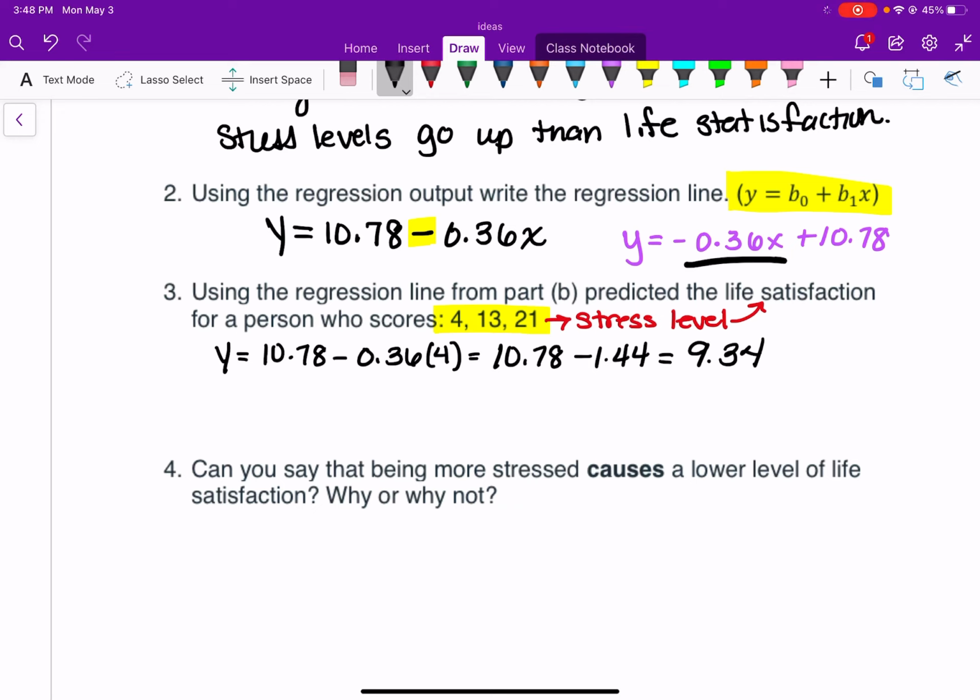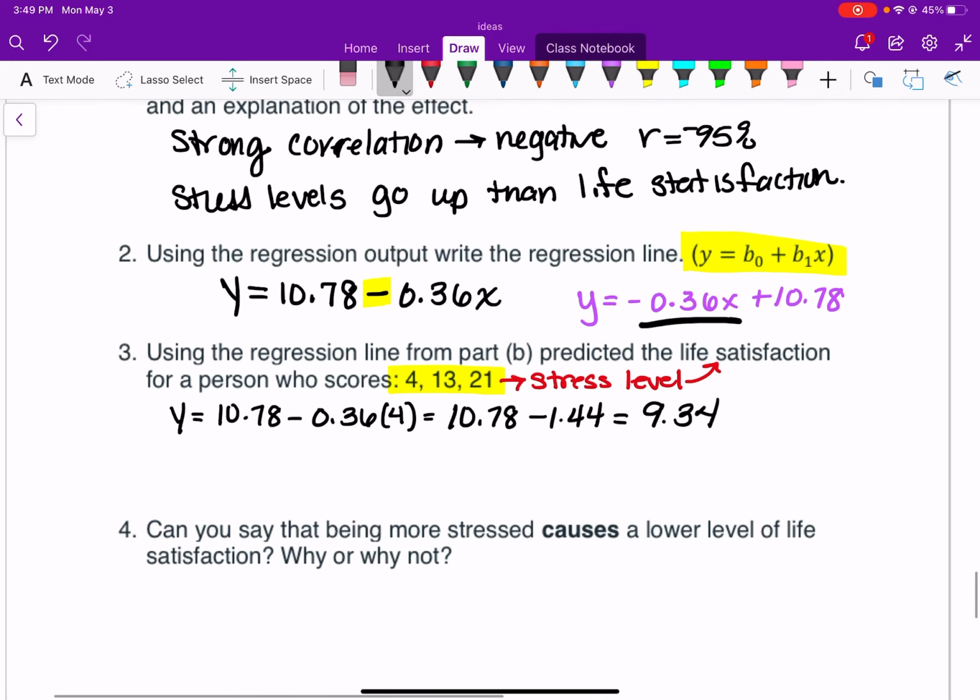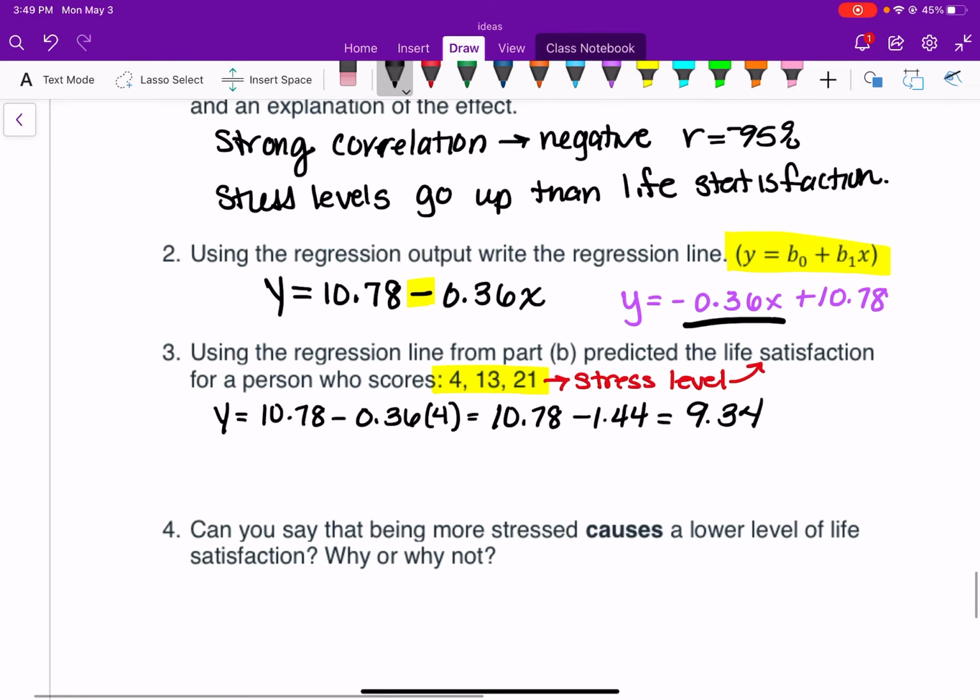So this is, remember, my scale for stress: 1 was least stressed, or no stress, and 30 was the most stressed. And my scale for life satisfaction was 1, very unsatisfied, to 10, very satisfied. So it makes sense that somebody who scored a 4, which means there's not very much stress in their life, has a fairly high life satisfaction. Remember, the highest this answer can be is 10, because that's my life satisfaction scale from 1 to 10. So if I get anything bigger than 10, I know I've screwed up.